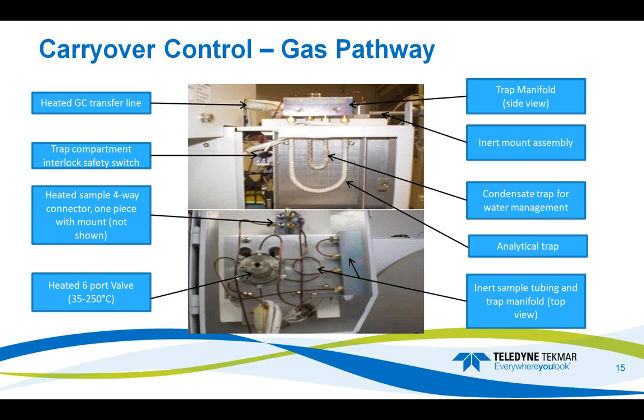So here's a picture of the stratum, and we see here that we have our heated transfer line. We have our heaters on our analytical traps and our condensate traps so we can bake the system out. We also have our 6-port valve remains heated. The port that goes to the sparger is heated, and all of this tubing is all inert and remains heated within this oven, helping to reduce cold spots and carryover.